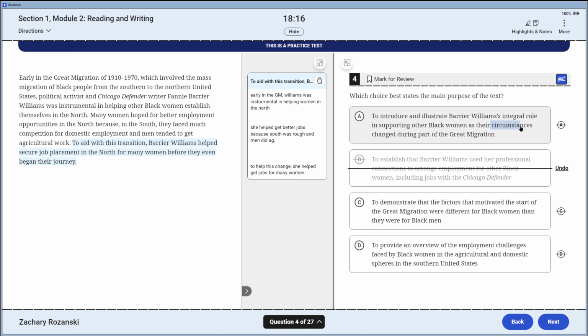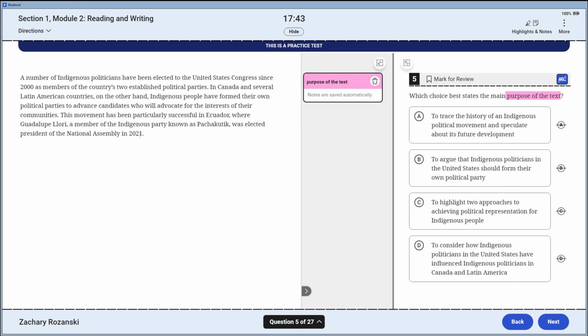I'm clinging to "aid with this transition." "During this part to demonstrate the factors that motivated the start of the Great Migration was different." Oof, no. Though it's mentioned here, there was a crazy focus on helpage of women, not the difference between the two. "To provide an overview of the employment challenges," yes. Oh no. "To provide an overview," no. This kind of, but it loses all of the credit that this text is giving throughout to this woman and all that she did to help. A gets the pick.